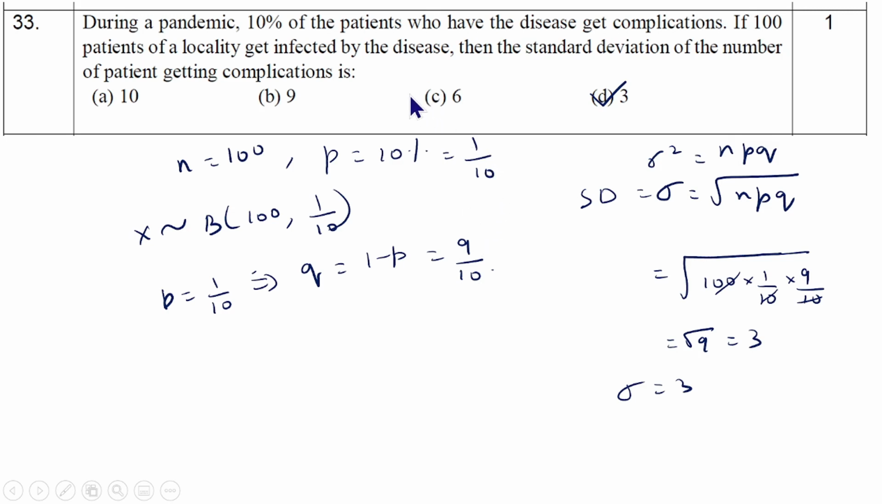So here we can see that x follows binomial distribution with n equal to 100 and p equal to 1 by 10. We are asked to find the standard deviation of the number of patients getting complications. Standard deviation is calculated as root of npq. When we substitute the values of n, p and q, we get standard deviation as 3. So the correct option is option D.